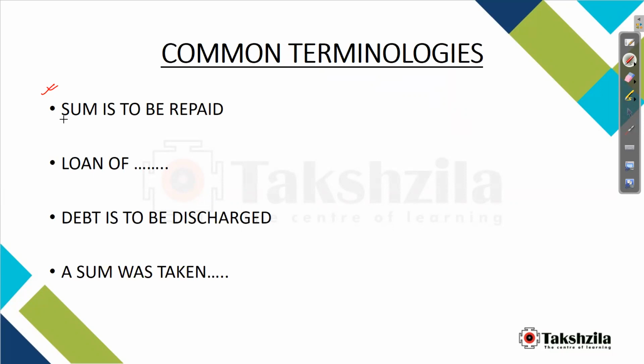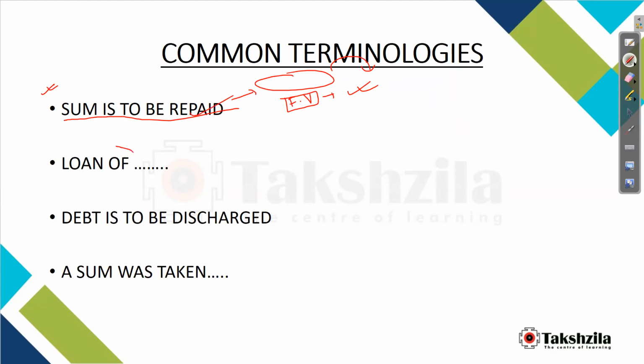It is given that a sum is to be repaid. A sum is to be repaid means that this much amount they have to repay. So by reading only, you can easily spot that this is a future value, because this is the amount which they have to repay and that's it, done. Interest is already added to this.